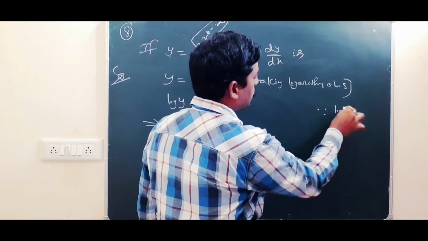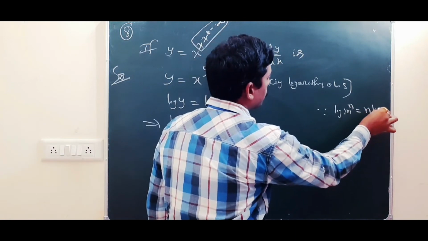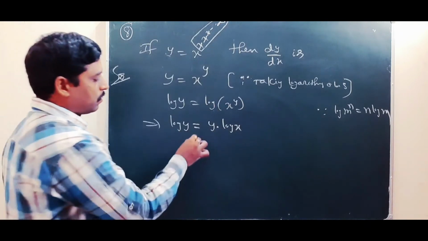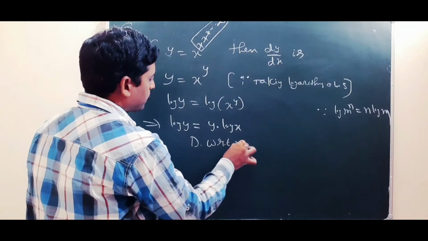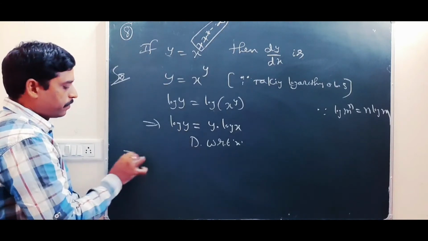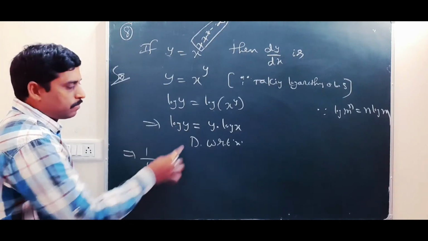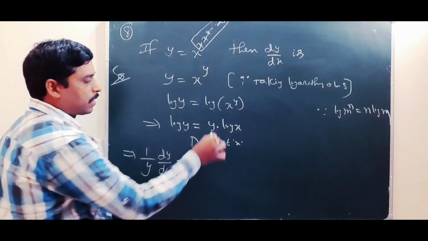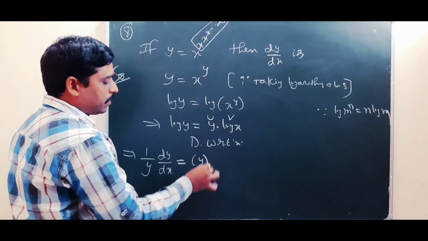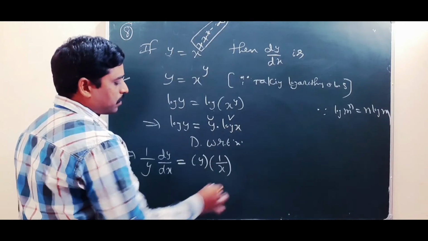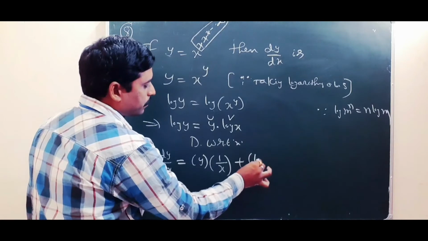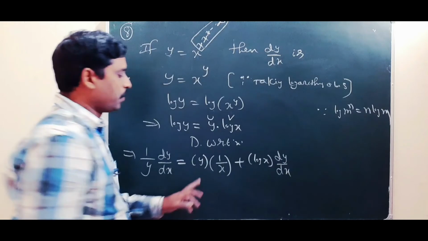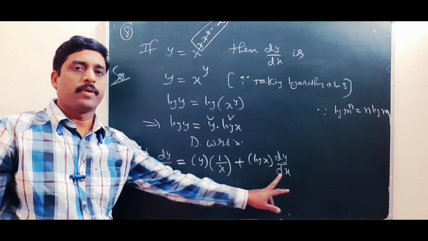We have one formula, log m to the power n is equal to n into log m. Okay, this is nothing but y into log x. So now differentiation with respect to x on both sides. Differentiation of log y, we have 1 by y into dy by dx. On the right side, by using the UV formula, y into differentiation of log x is 1 by x, plus log x into the differentiation of y, we get dy by dx. That is, u into derivative of v plus v into derivative of u.